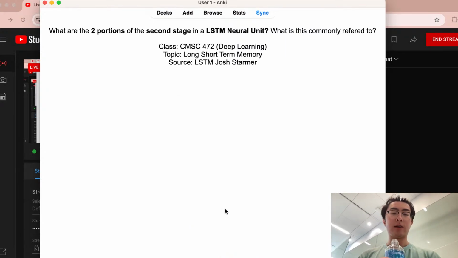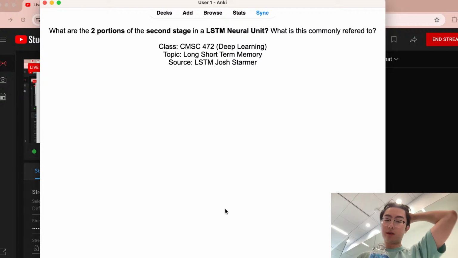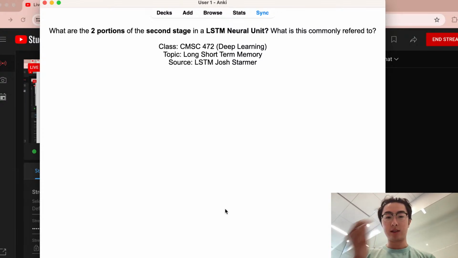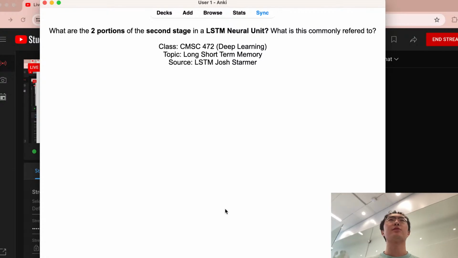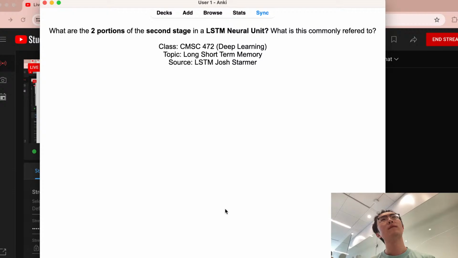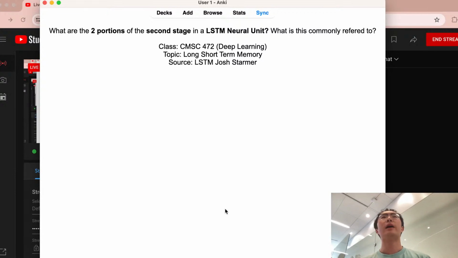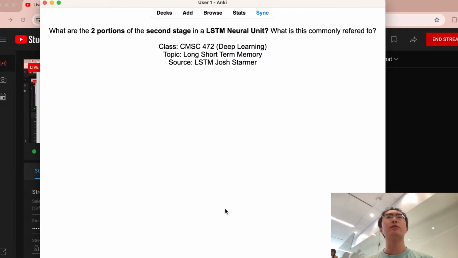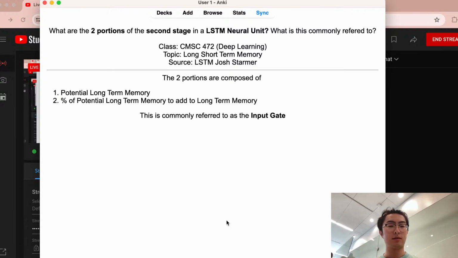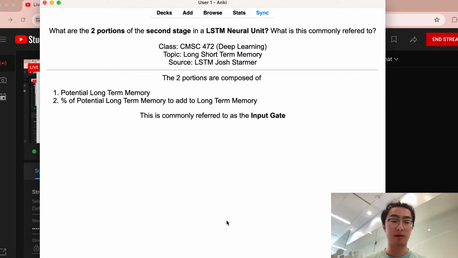All right. Okay, what are the two portions of the second stage in a LSTM neural unit? What is this commonly referred to? I think it's commonly referred to the input gate. And big idea, there's two portions. One portion represents the values that should be added to long-term memory, and then I think the second portion is how much of that value should actually be allocated. It's potential long-term memory, percent of potential long-term memory to add to long-term memory. Okay.